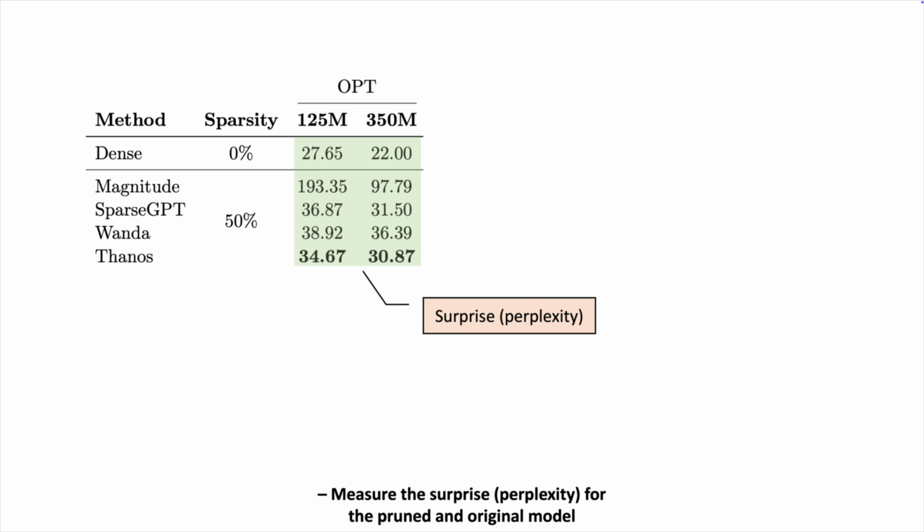We begin with unstructured pruning on smaller models. After naive magnitude pruning, perplexity rises dramatically. SparseGPT is significantly better, and it's better than Wanda. Tanos produced the lowest perplexity.